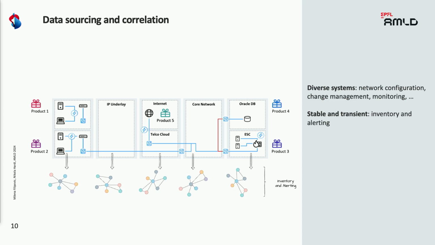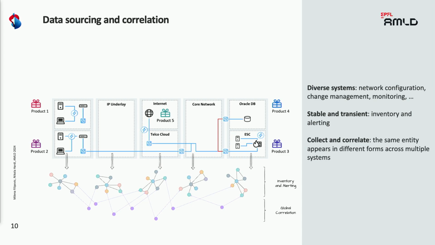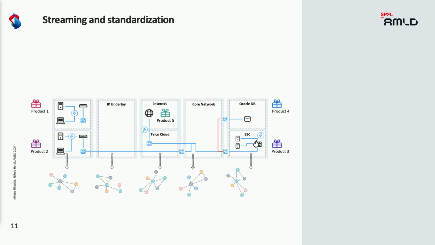We source many different systems. We divide them into stable data, which we call inventory, and transient, which we call alerting. And in all of those sources, we look for references to the same entity, because all of these sources can reference the same things. They'll call them by different names. They'll have different meanings in their ontologies, but they are essentially the same object, and this is a large part of what we do.